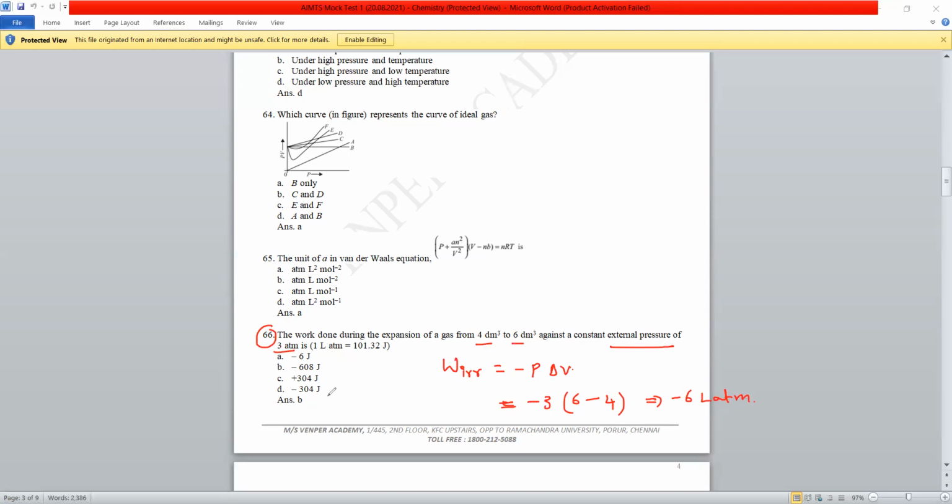But the options are in joules, right? So multiply minus 6 by 101.32 joules. On simplification the answer should be around minus 608 joules. Students, please check that. Okay, we'll go for the next.